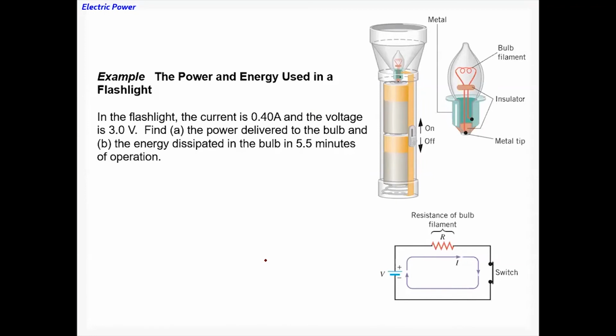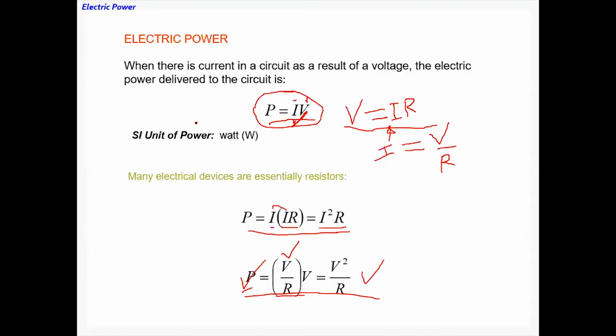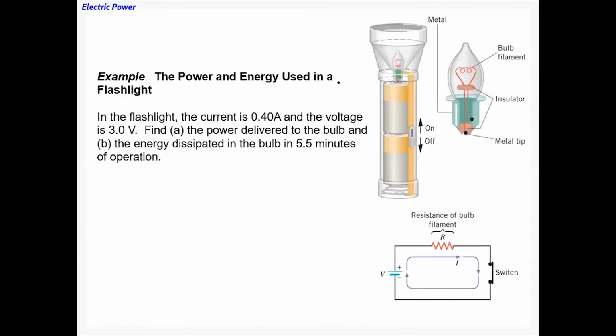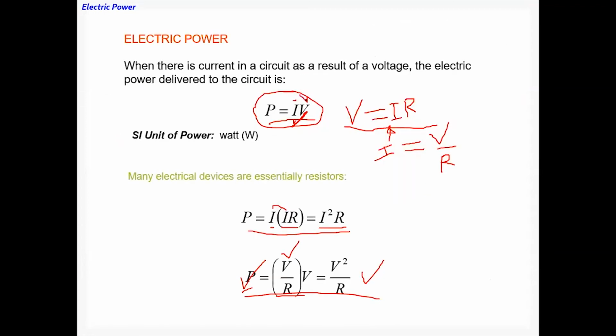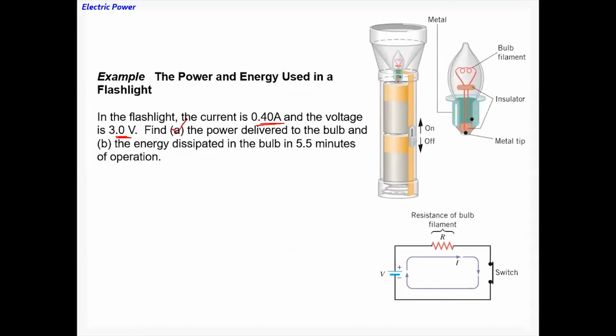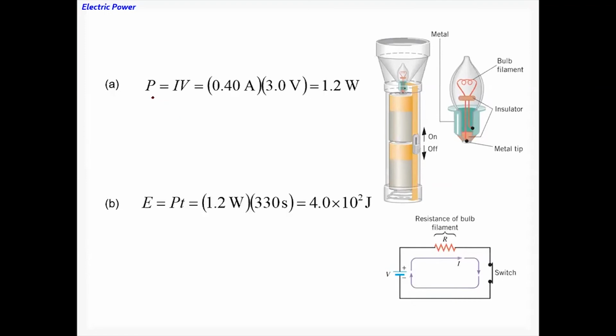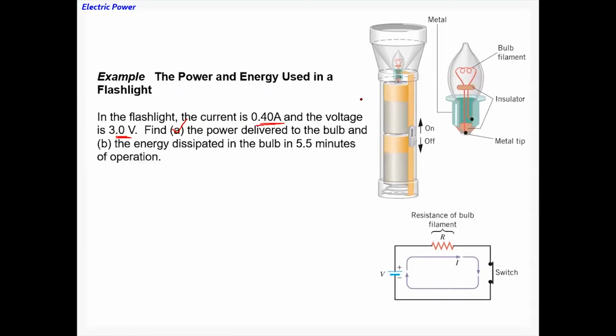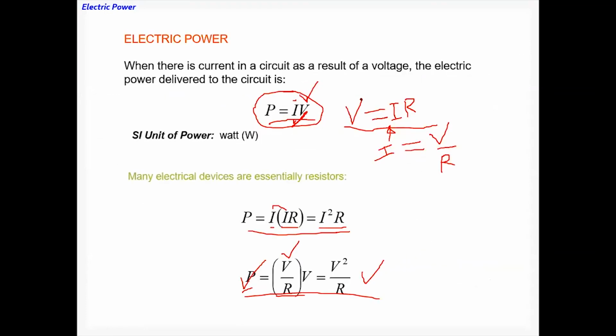Now let's find the power and energy used in a flashlight. We know these three formulas, right? You have to use one of them. Let's see what is given. Current is given, and voltage is given. Then how do you find the power? If I and V are given, you can use P equals I times V. So part A is done. P equals I times V, which is 0.4 times 3 equals 1.2 watt. Power has the unit of watt, right?